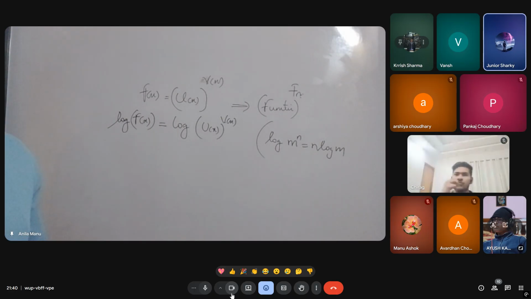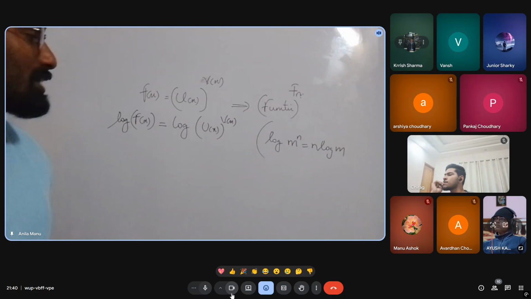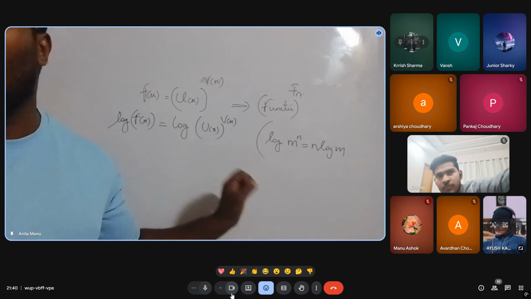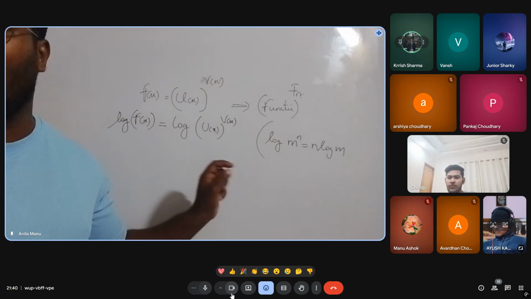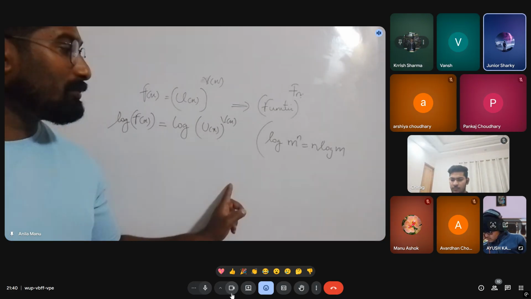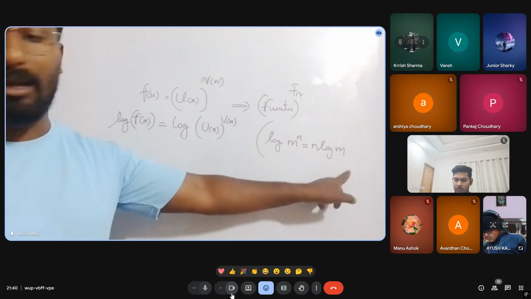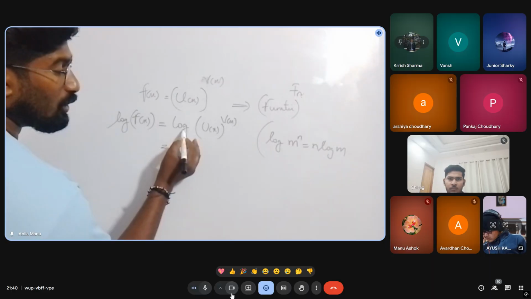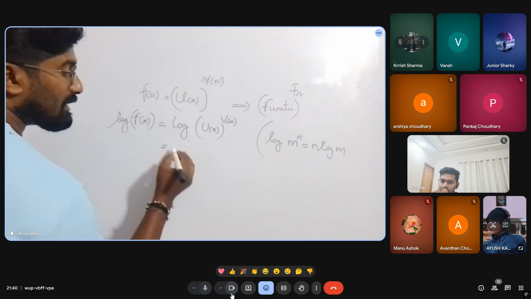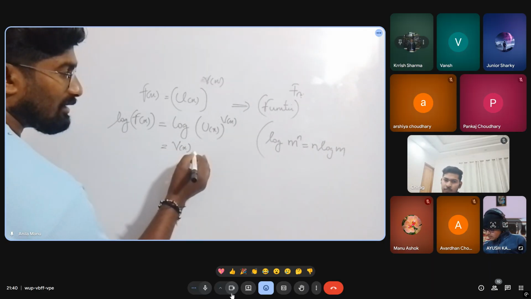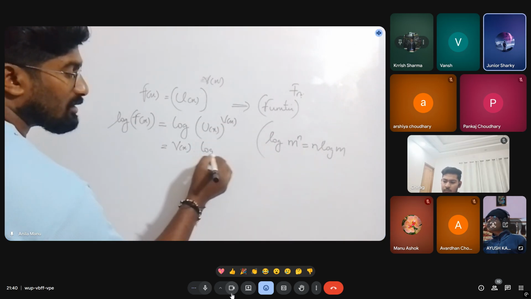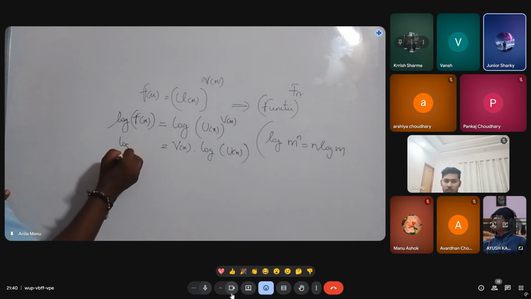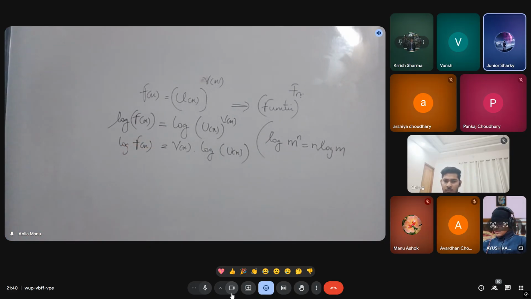Check it. First law is log mn is equal to log m plus log n. Second property is log m by n is equal to log m minus log n. Third property is log m raised to n is n log m. Third property we have to apply here. So using the third property, how to write log of u of x raised to v of x? That is v of x times log u of x. Clear?